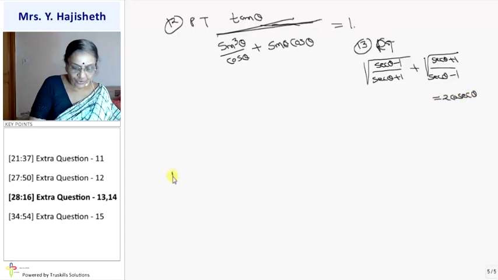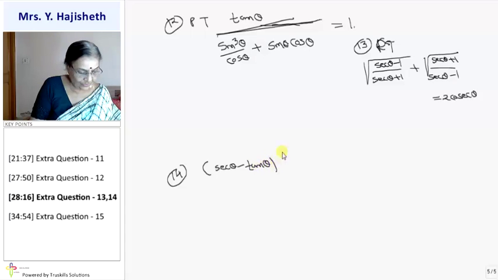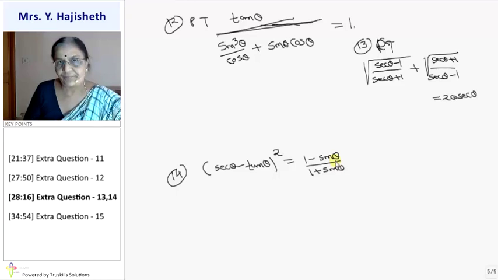Then sum number 14 is, prove that, this also we have done, (sec theta minus tan theta) whole square is 1 minus sin upon 1 plus sin. Let us try.